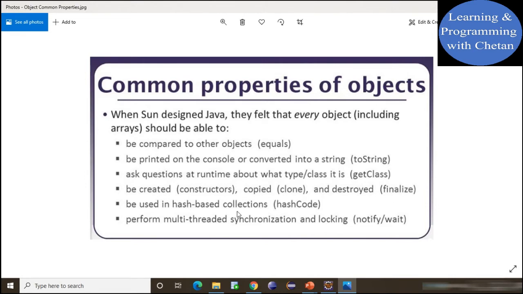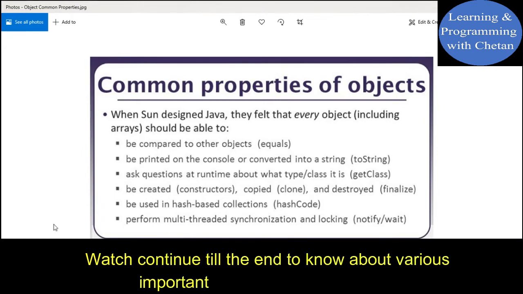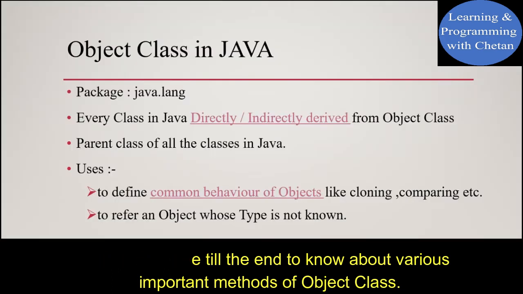And friends, when we need the hash code of an object, which is a unique integer number for representing an object in memory, to fulfill this requirement, we have the hashCode method which is present inside our Object class. And friends, our object should be able to perform multi-threading, synchronization and locking. So to fulfill this requirement, we have the notify and wait methods inside our Object class. So friends, these are some of the common properties of an object. And to provide the solution to all these requirements, we have the Object class in Java programming language.